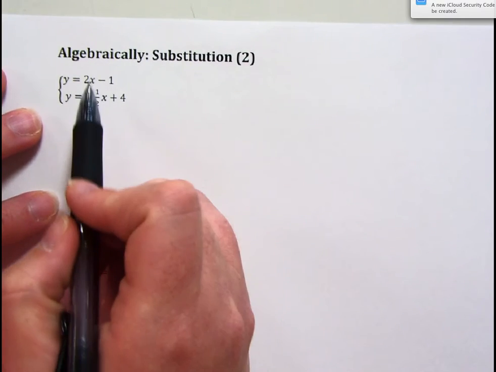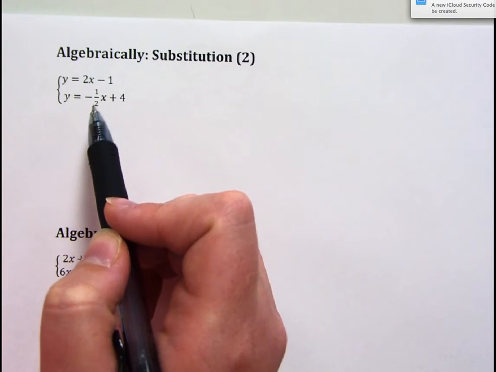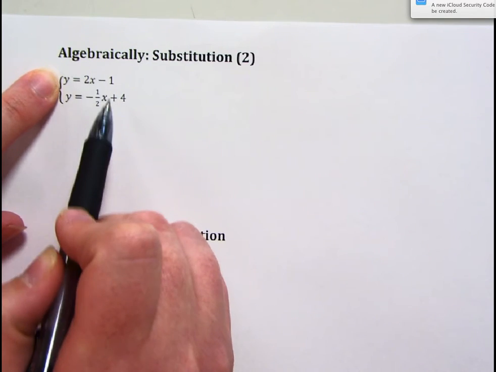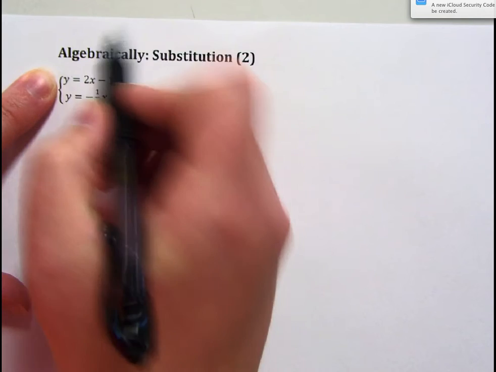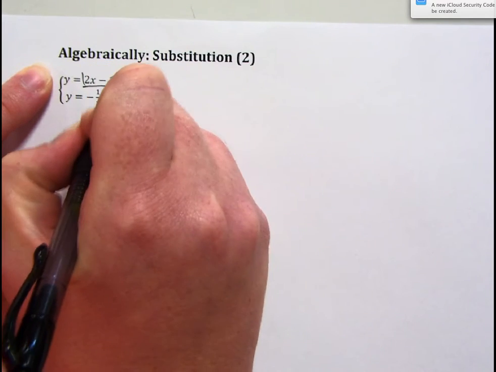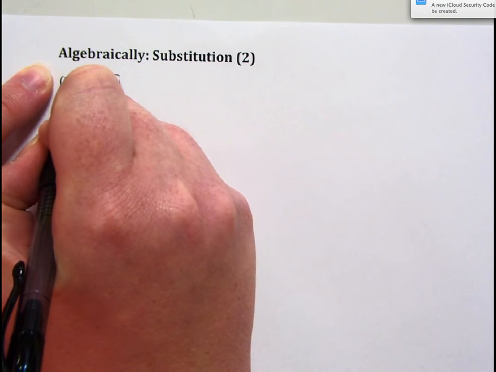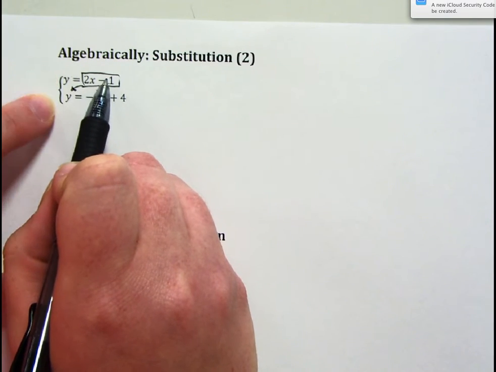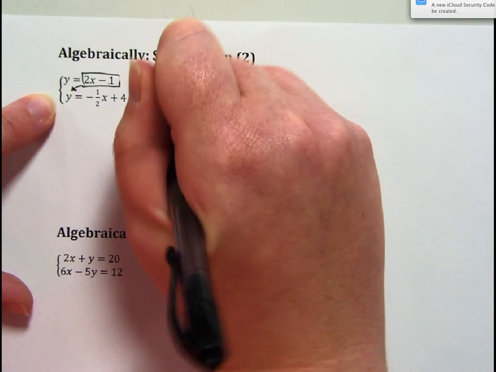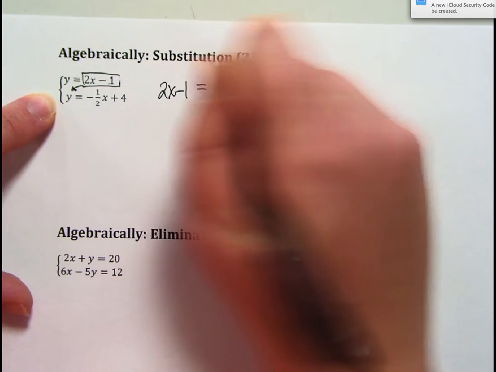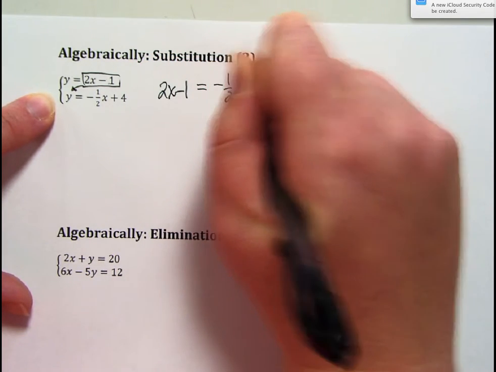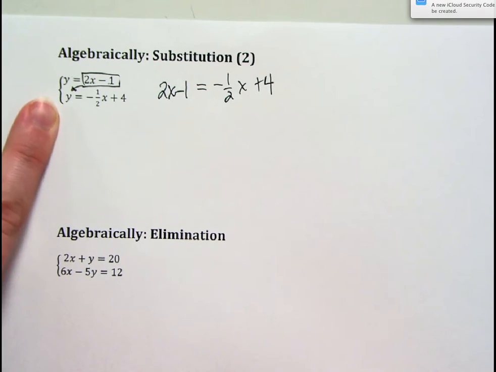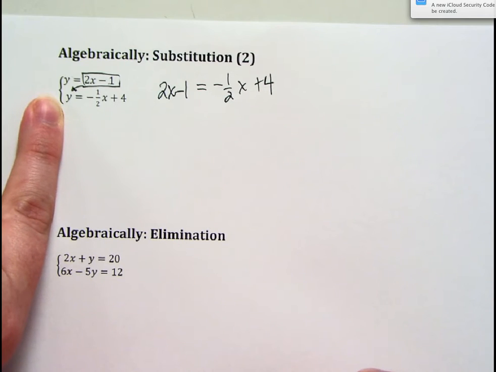I wanted to show this as well. It's technically substitution, but when you have both equations solved for y, what you can essentially do is substitute the y value, and by doing so, you just set the equations equal to each other. So 2x minus 1 is equivalent to y, so we can write this as 2x minus 1 equals negative 1/2 x plus 4. So when you set both equations equal to each other, it's because they're both equal to the same variable.